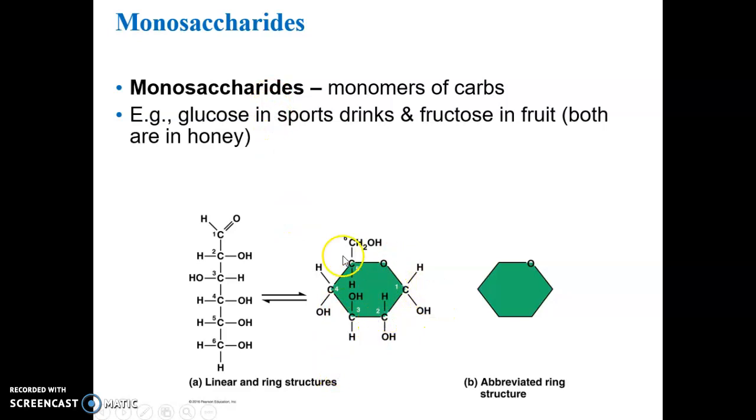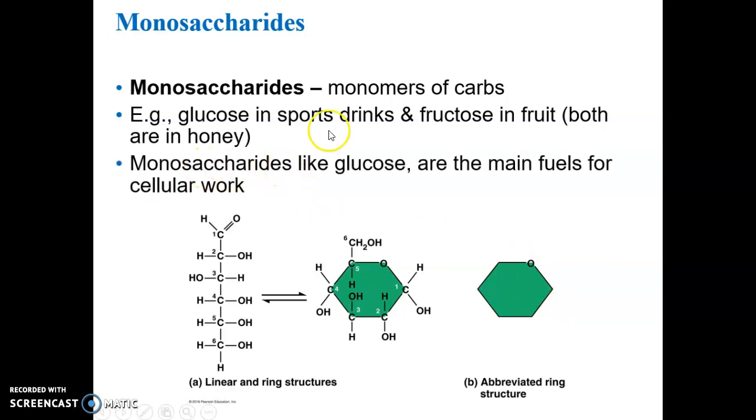Here's a representation of the ring-type structure of glucose. It can be in a linear form, but when it's being used biologically, it forms a ring-type structure, and you can see where the carbons are. And this is just a shorthand version of writing a glucose molecule, and often we even leave off that oxygen and just use a simple six-sided shape to indicate a monosaccharide.